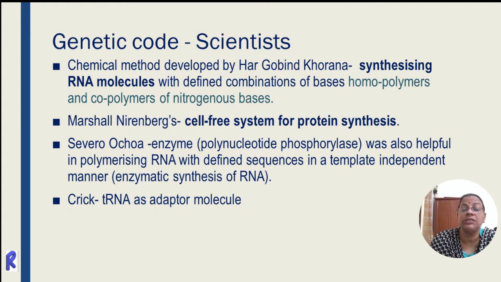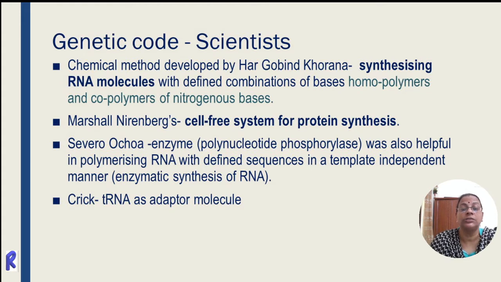With these three scientists together, they were able to find the meaning of each and every codon out of the 64 combinations, and they plotted them in a tabular form, in a checkerboard form, and that is named the genetic code.